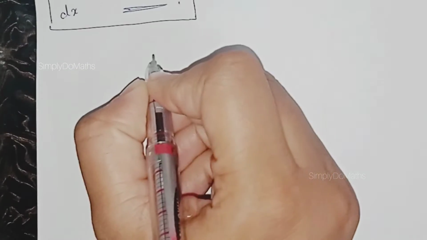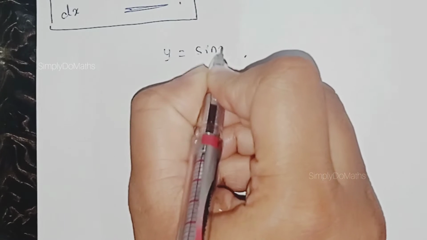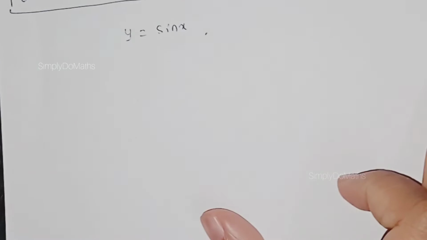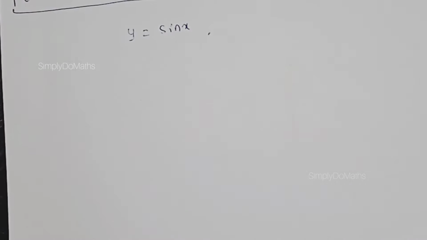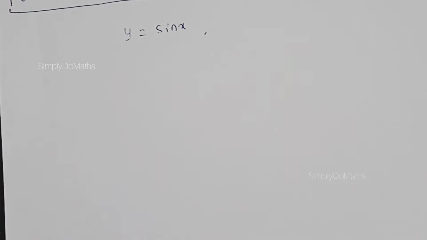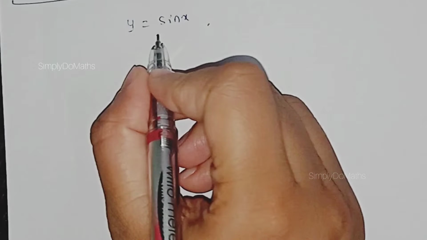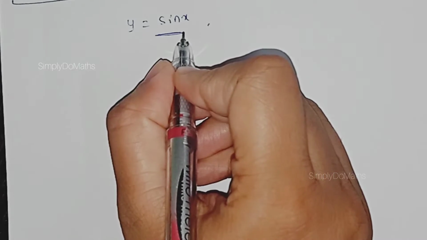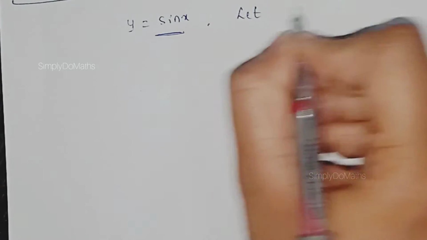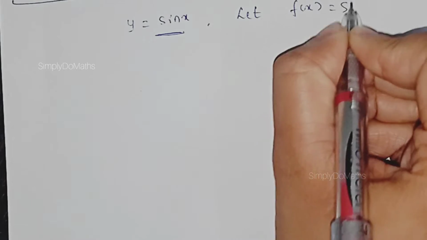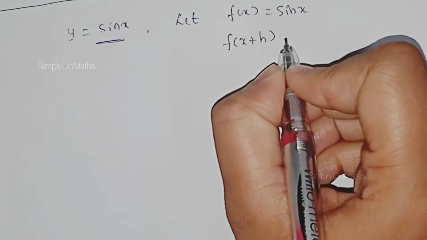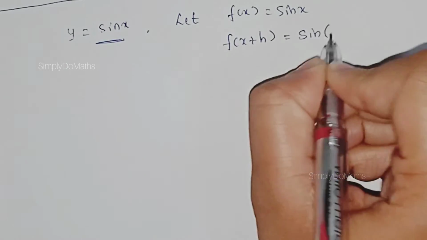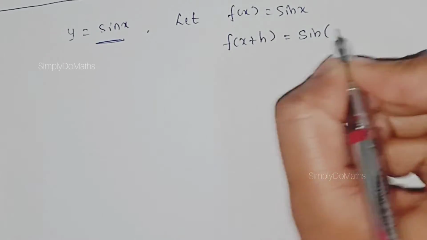So let us take y equal to sin x. To find the derivative of sin x, we use the method of first principle, right? So we know that sin x is a continuous function. So let us consider f of x equal to sin x. Then we need f of x plus h. So f of x plus h is sine of, in the place of x we have x plus h, right?